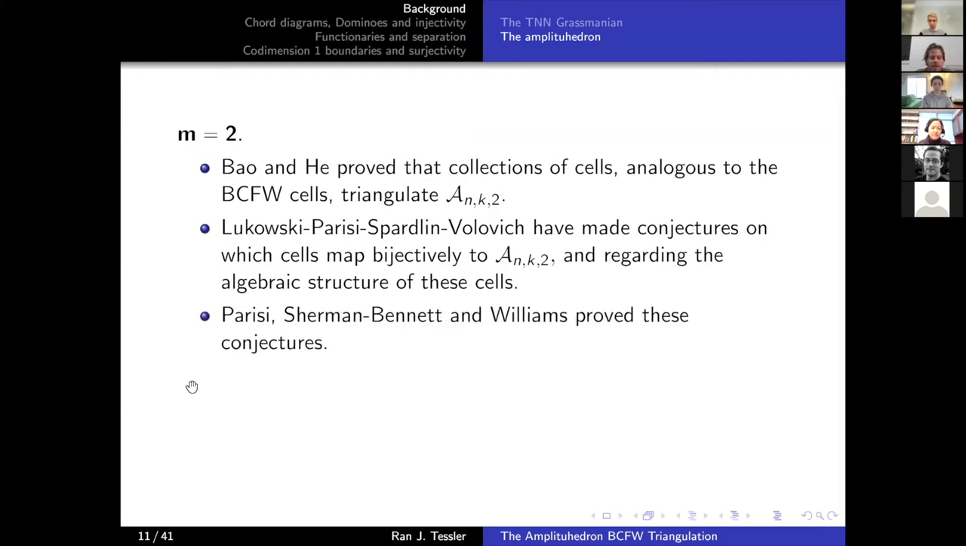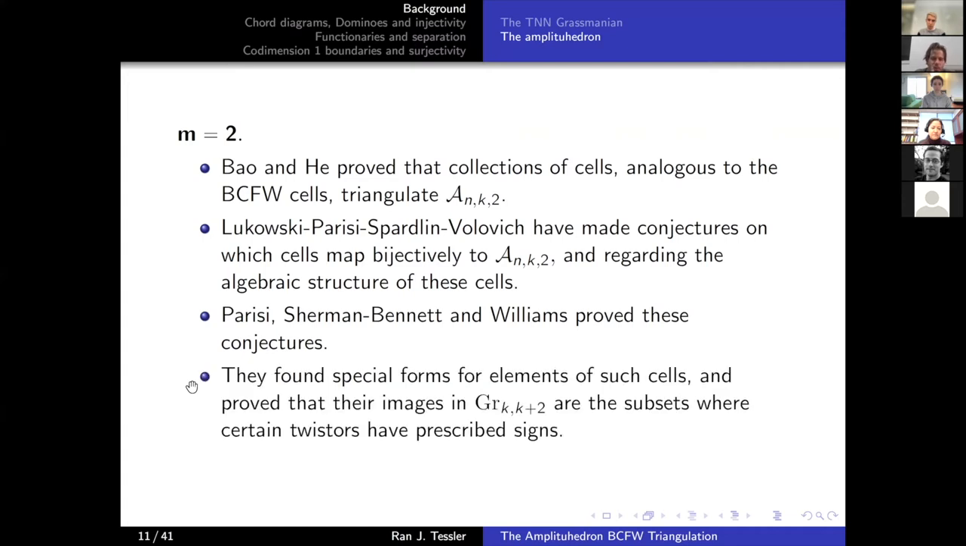Conjectures that were proven later by Parisi, Sherman, Bennett, and Williams. I would like to highlight two points in this proof. One point is that towards proving this result, they showed that those cells which map bijectively have a certain canonical form, maybe that's a dangerous word in this field, but they have special representatives which resemble the Kastelein theory from Dymo models. That's one point that I wanted to highlight.